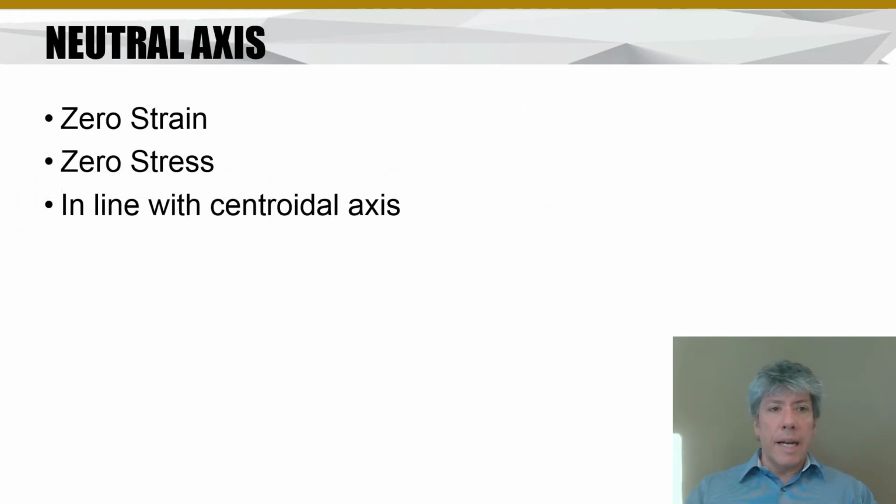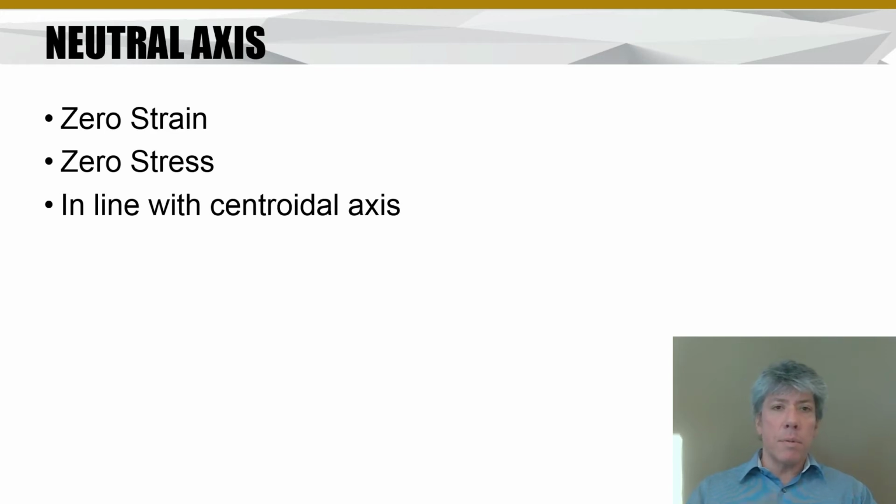Now the neutral axis is a very special axis along the length of the beam. It's where there is zero strain. And if there's zero strain, that means there's no stretching of the material, therefore there's zero stress in that section of the beam. Now most times it's in line with the centroidal axis. That's not necessarily always the case.